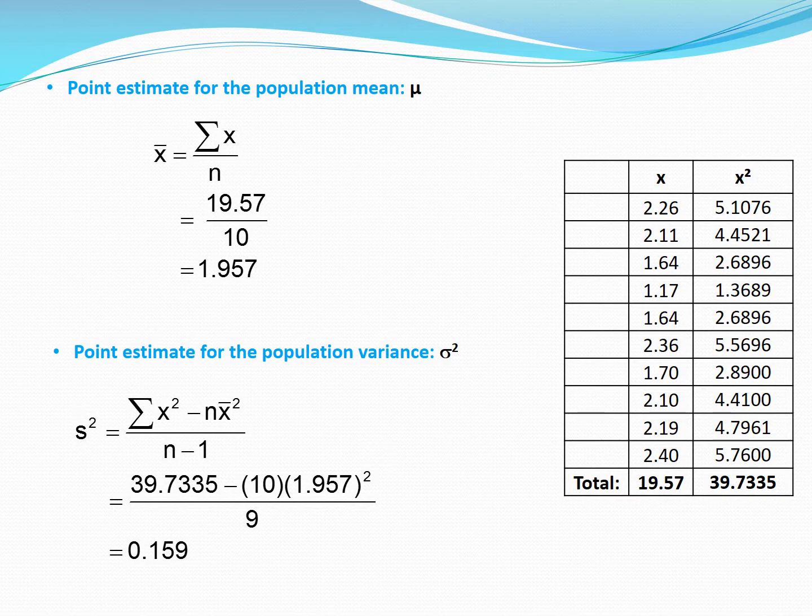If we want to determine a point estimate for the population variance, we first of all need to square all the values for x, and then sum them. Our n is 10 since there was a sample of 10 sausages, and the mean was calculated in the previous step, so you square that value. Please note that you only square the value of the mean and not the product of n and the mean. Then we divide by n minus 1, and that will give us a sample variance of 0.159.